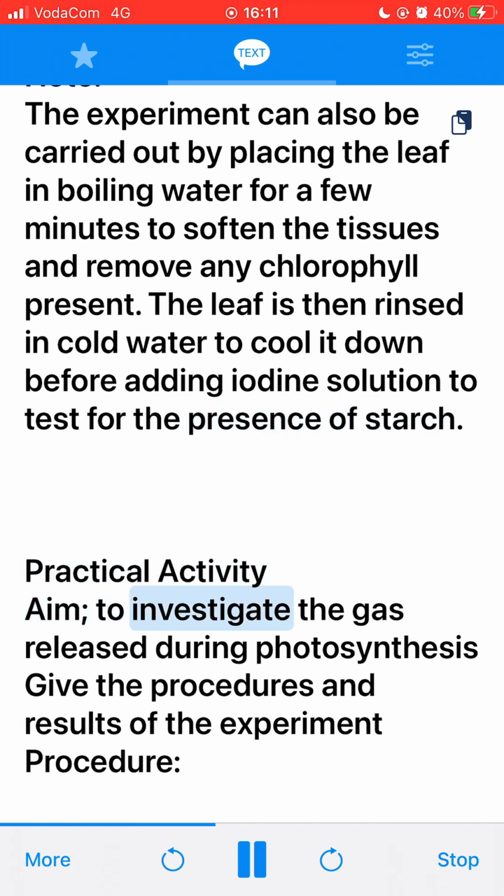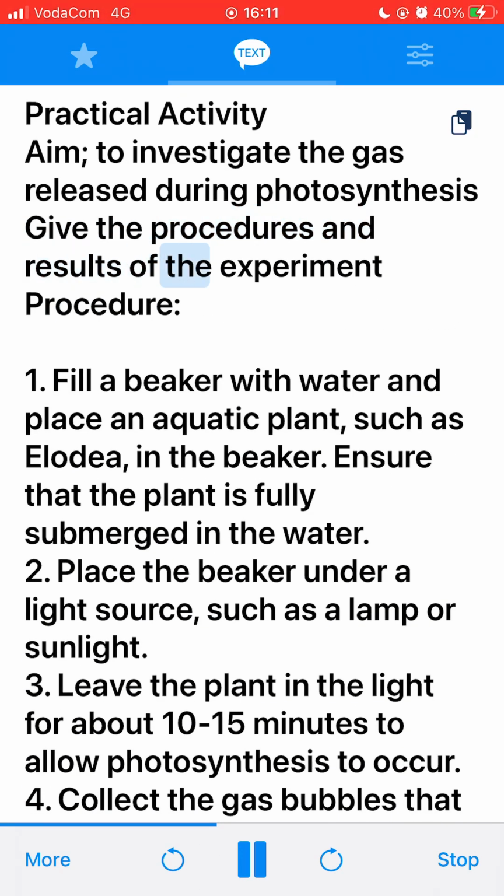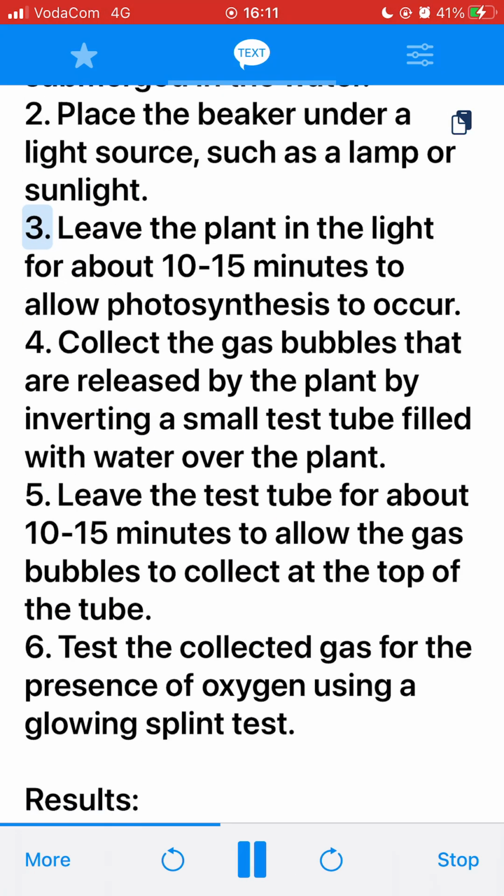Aim: to investigate the gas released during photosynthesis. Give the procedures and results of the experiment. Procedure. 1. Fill a beaker with water and place an aquatic plant, such as Elodea, in the beaker. Ensure that the plant is fully submerged in the water. 2. Place the beaker under a light source, such as a lamp or sunlight. 3. Leave the plant in the light for about 10 to 15 minutes to allow photosynthesis to occur.